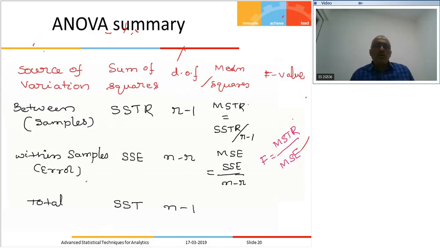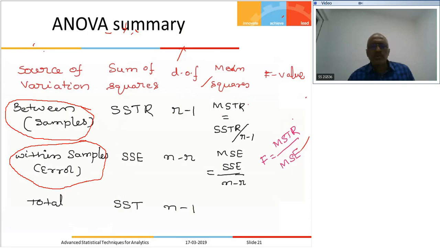Then how to do it is some mathematical calculations we have to do, as discussed, between and also within. So within the group we have to calculate the sum of squares, that is the variances, and between the groups, that is between samples, we have to do the calculations, where we have to find the sum of squares treatment, sum of squares error, and total sum of squares. Some mathematical calculations.